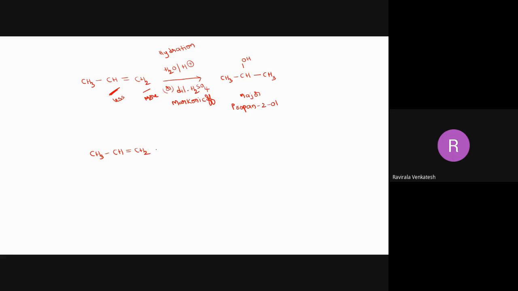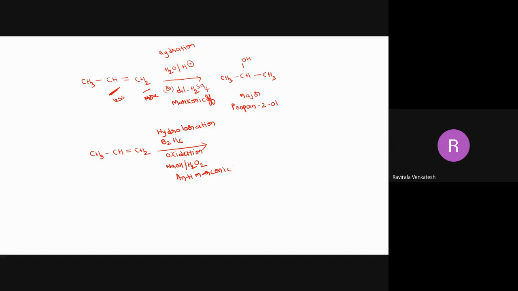But if I do something like this, CH3 CH double bond CH2, the one we just saw, by hydroboration, followed by oxidation. Which reagent have you taken? B2H6 followed by oxidation. Which reagent are you taking? NaOH in presence of H2O2. Now what product are you getting here? Anti-Markovnikov product here.